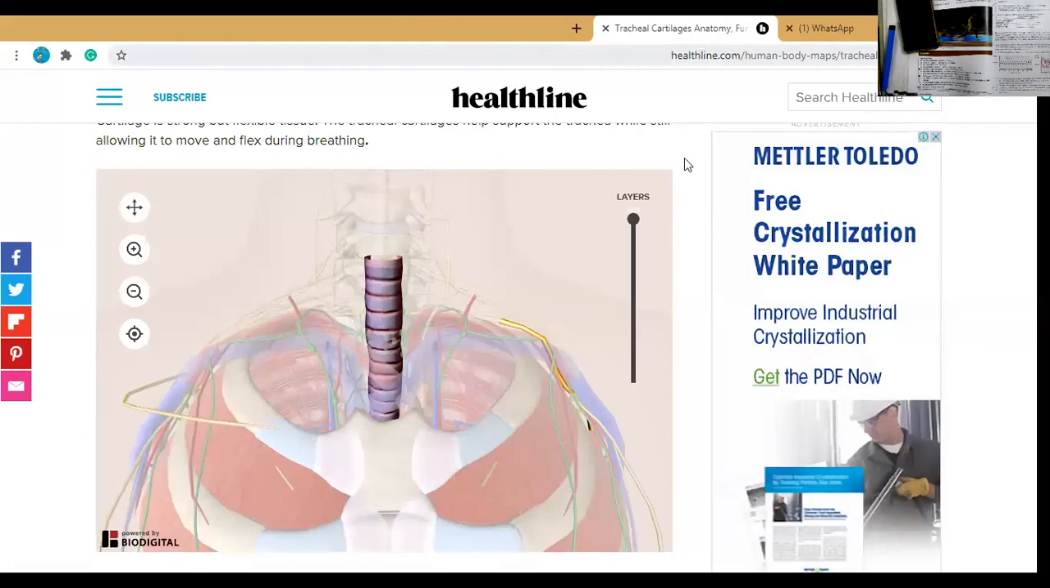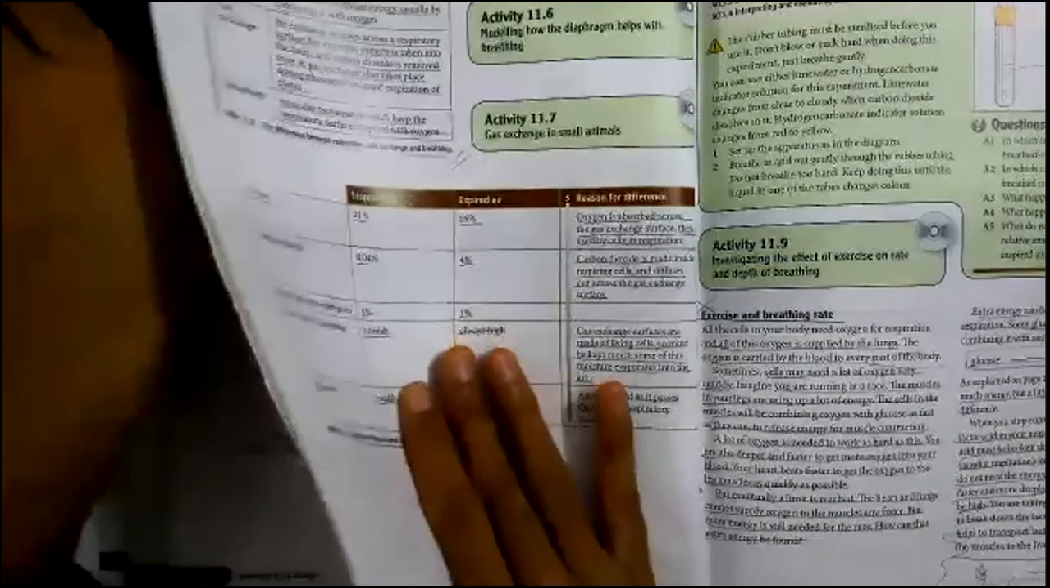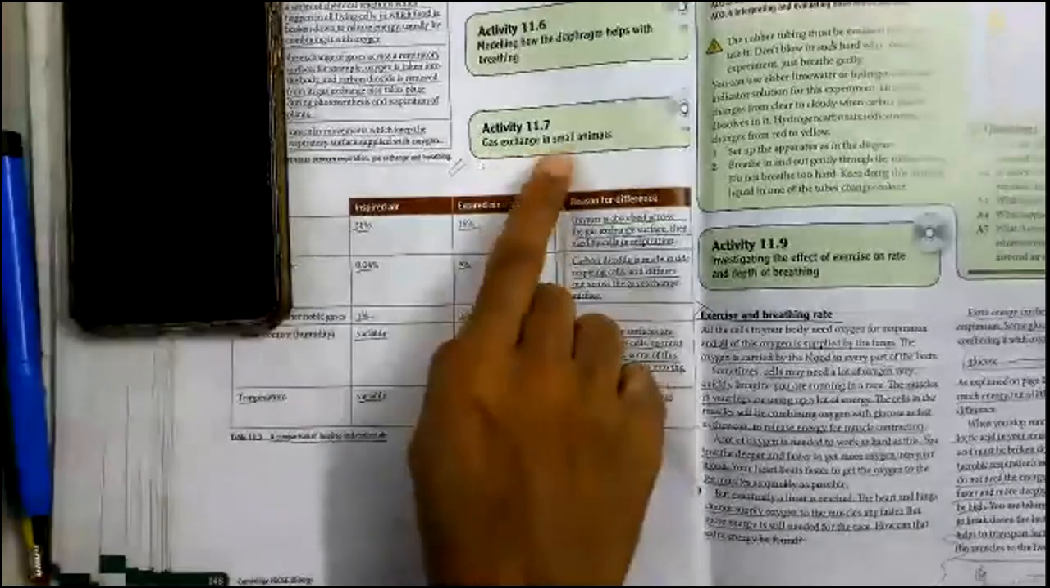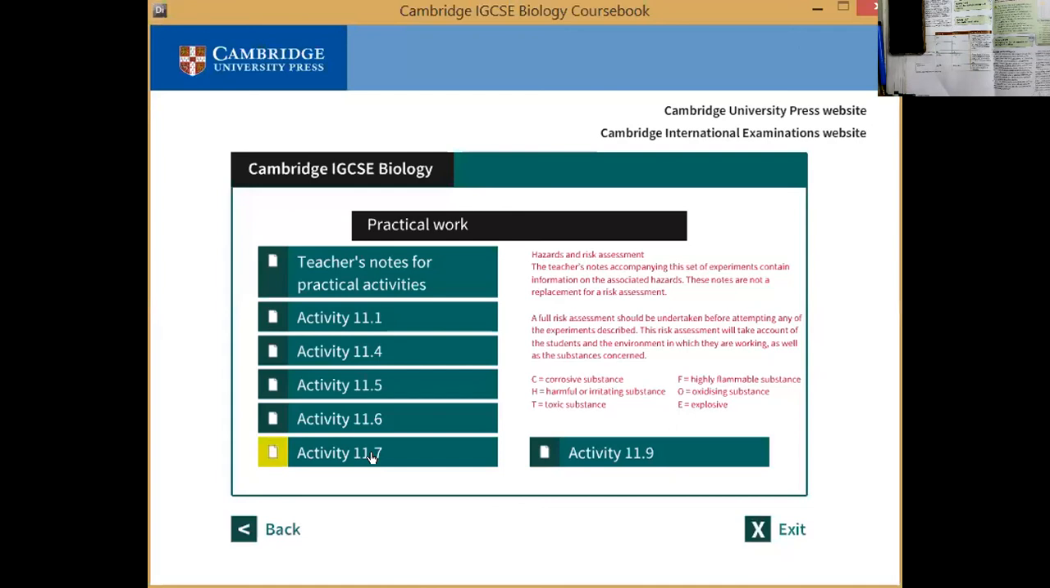Can I now stop this share, and now real quick in the last 4 minutes or whatever I have. Gas exchange activity 11.7. I just want to show you two activities which are in the DVD of this book real quick. Those of you who want to leave can leave, but these are two activities that I want to share with you.